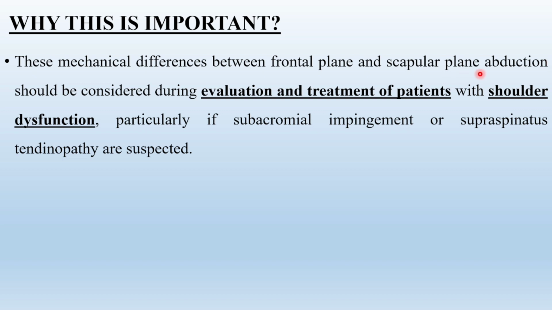Whereas in the scapular plane, the greater tubercle is relatively placed under a high part of your coracoacromial arch, so the chance of getting impingement is less. That's why while assessing patients, we can try scapular plane abduction rather than frontal plane abduction, which may exacerbate their symptoms. So whenever we are assessing a patient, try to assess in the scapular plane abduction as well as the frontal plane abduction.